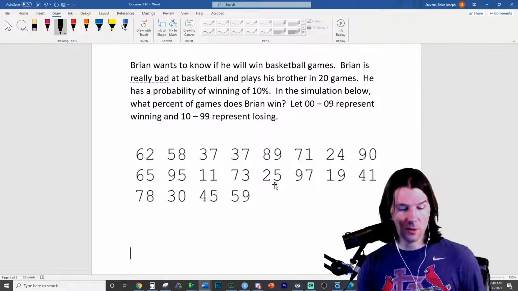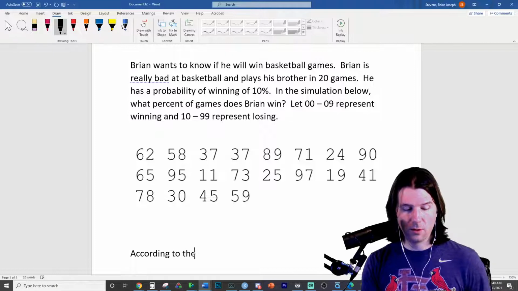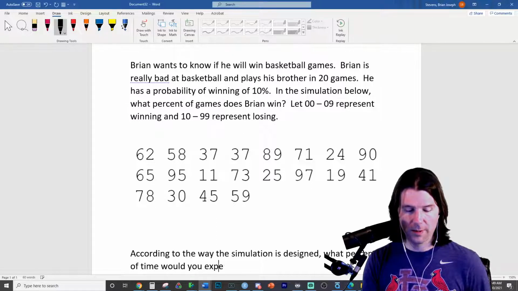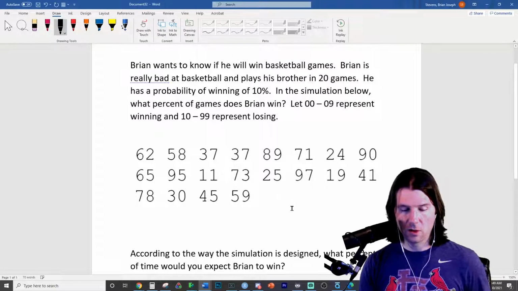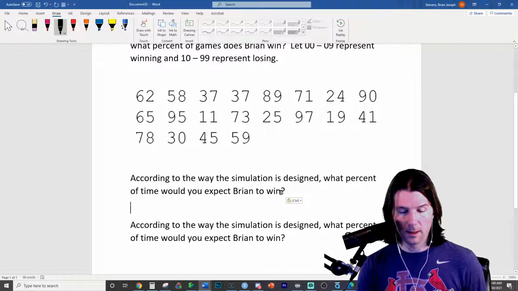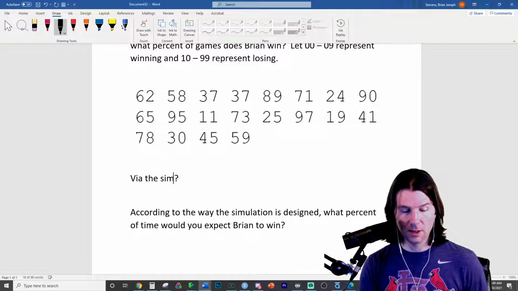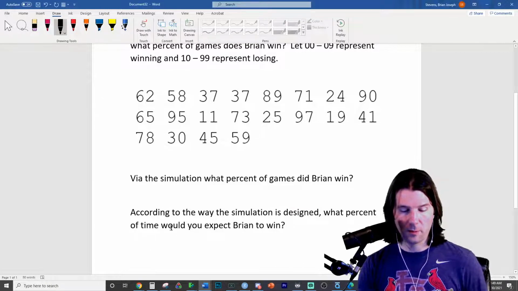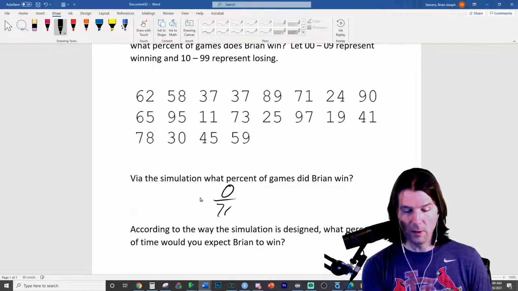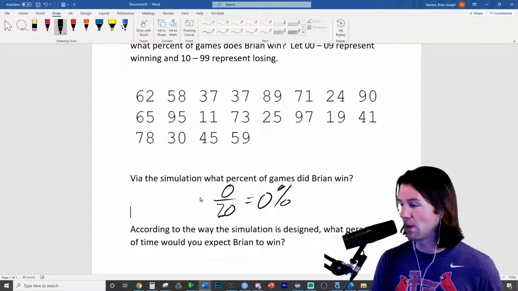Now question 2, according to the way the simulation is designed, what percent of time would you expect Brian to win? So let's put the first question right here. Via the simulation, what percent of games did Brian win? And that would be 0 divided by 20, and that is going to equal 0%. Brian did not win any games.